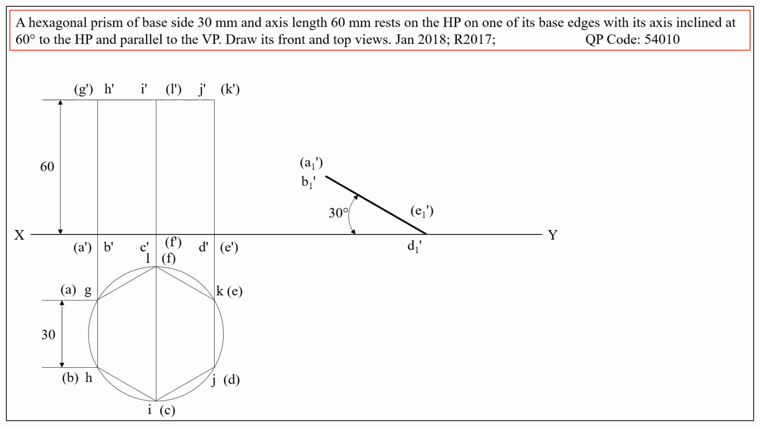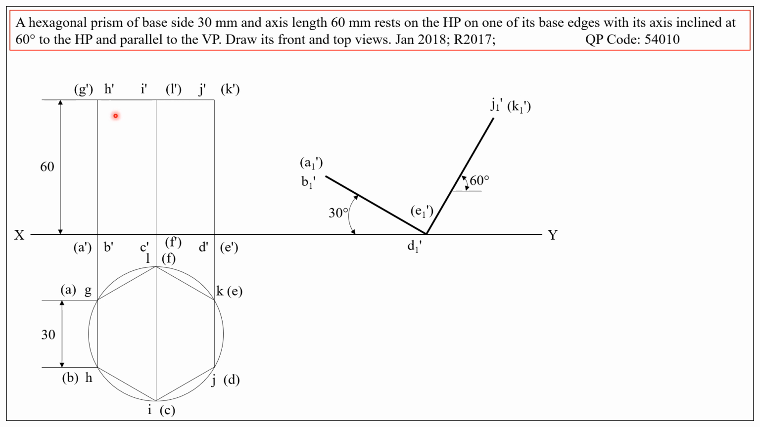Now we want to mark this point J dash K dash. Therefore, draw a 60-degree line and transfer the distance 60 millimeters. So D1 dash to J1 dash distance is equal to 60 millimeters and the angle is 60 degrees, meaning the axis is inclined at 60 degrees to the horizontal plane. After obtaining this J1 K1, the next aim is to obtain G dash H dash.